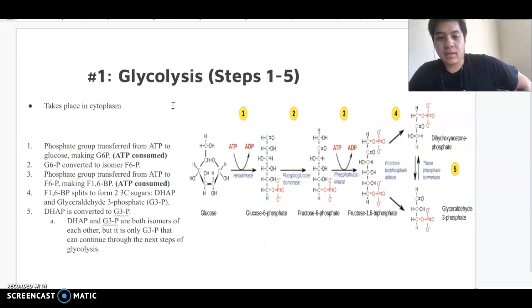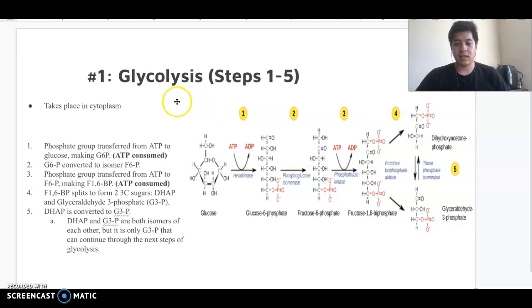Glycolysis takes place in the cytoplasm and it occurs in 10 steps. I've broken it down so that these are steps 1 through 5. You can see first that in step 1, the phosphate group is transferred from ATP to glucose, making G6P. ATP is consumed, as you can see. In step 2, G6P is converted to its isomer F6P, fructose 6-phosphate. In step 3, a phosphate group is transferred from ATP to fructose 6-phosphate, making fructose 1,6-bisphosphate. And ATP is again consumed, similar to step 1.